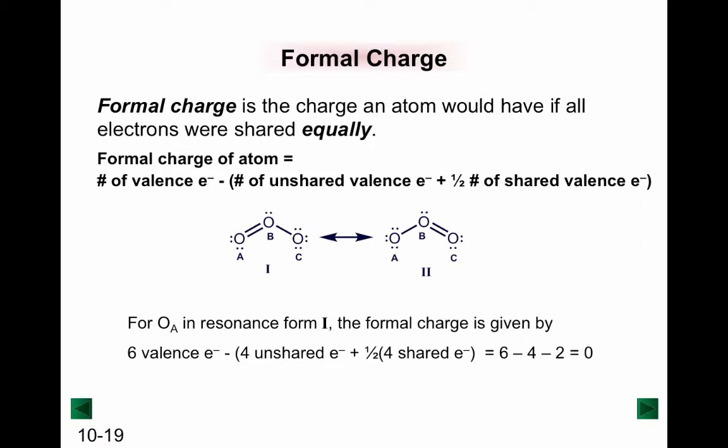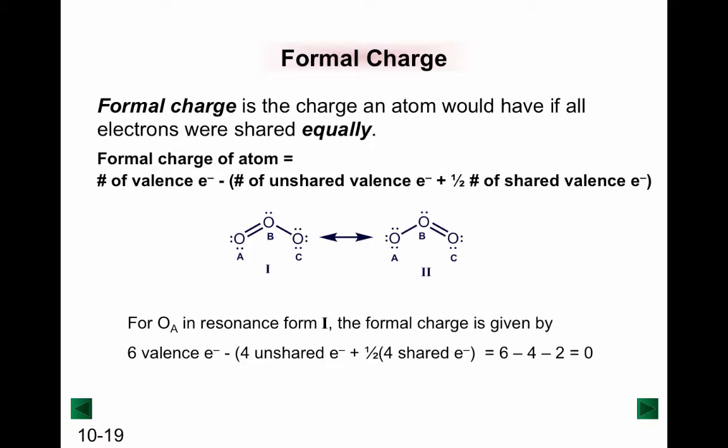Formal charge is the hypothetical charge on an atom in a molecule or ion that is equal to the number of valence electrons minus the sum of all the unshared and half the shared valence electrons. To calculate the formal charge of an atom, we assume the bonding electrons are shared equally.